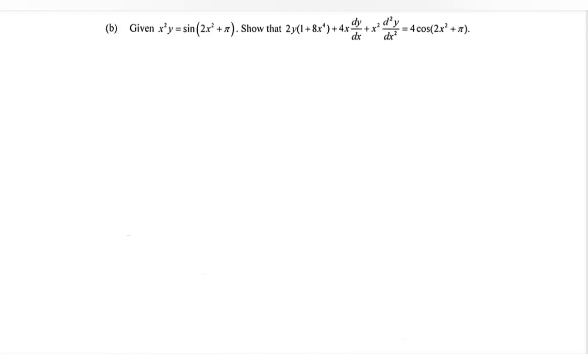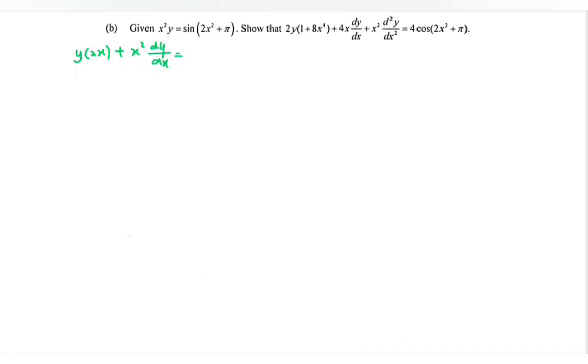Next, focus on part b. Given x squared y equals sine bracket 2x squared plus pi. So let's focus on the situation, making use of the product rule. So here we have y bracket 2x, plus x squared, differentiate the y, and we will have dy/dx.